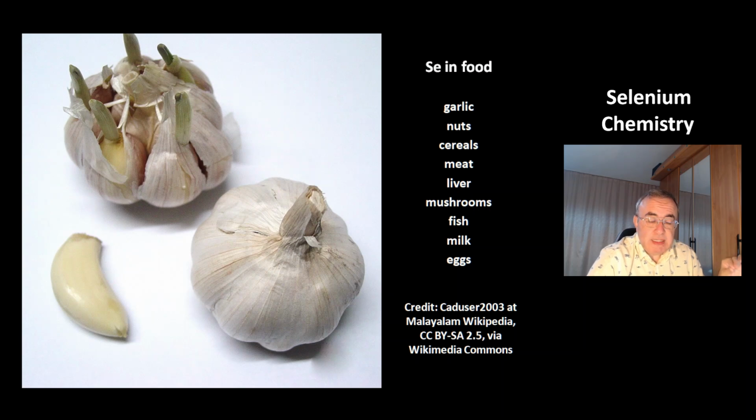And you can see that selenium oxide particles can be transported through air. This is an example of selenium in food. One example is garlic, but also nuts, cereals, meat, liver, mushrooms, fish, milk, and eggs. All these foods contain the element selenium.